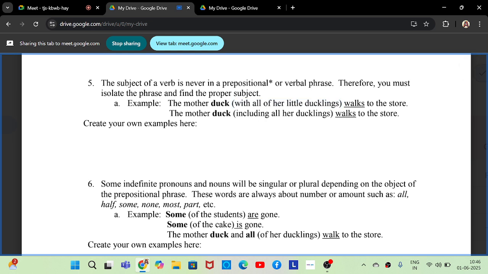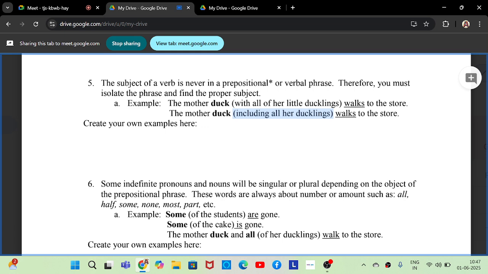Now the second example is with a verbal phrase. Let's see. The mother duck, including all her ducklings, walks to the store. So "including all her ducklings" is a verbal phrase. The verbal phrase is given in the bracket.